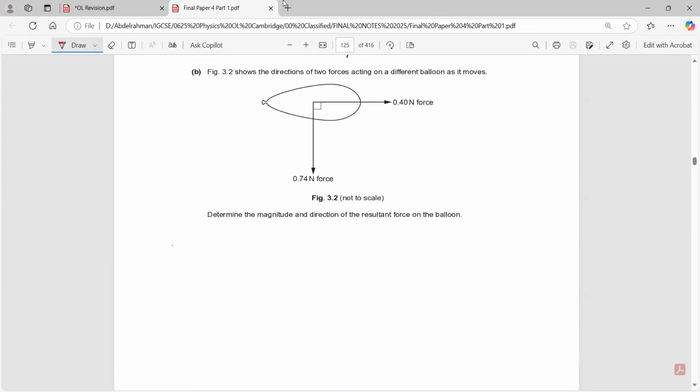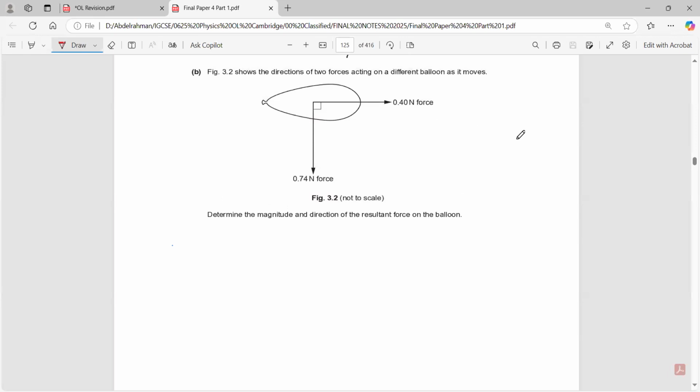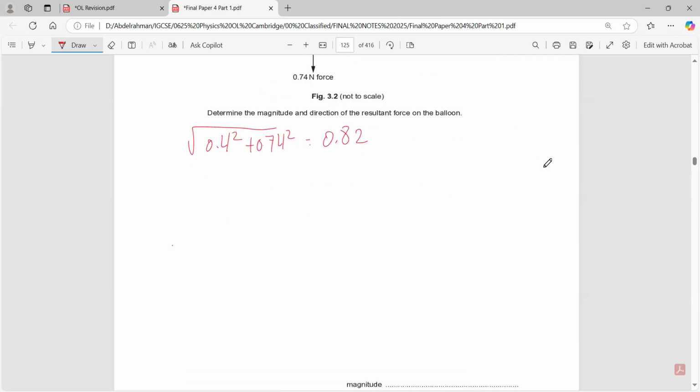We have two forces acting on a balloon. There was part A for this question. Determine the magnitude and the direction of the resultant force on the balloon. Magnitude is easy: find the square root of 0.4 squared plus 0.74 squared. Using the calculator, that will be 0.82. This is the force, so 0.82 newtons.